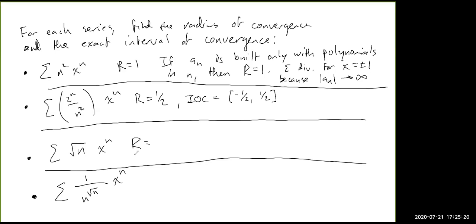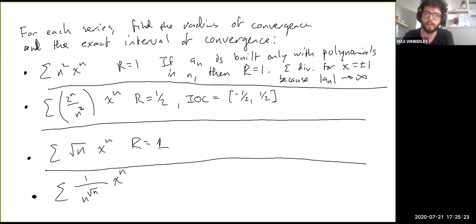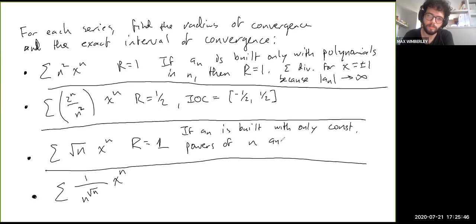Is it 1? Yeah. Okay, and it's kind of the same thing as here. Here we were only talking about polynomials, which technically only involve integer powers of n, but really, if an is built with only constant powers of n and plus, minus, times, divides, then r is 1. But here again, in this situation, the absolute values of an themselves approach infinity, so it's going to be an open interval on both sides.